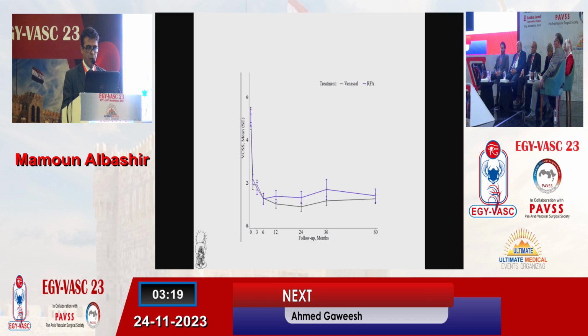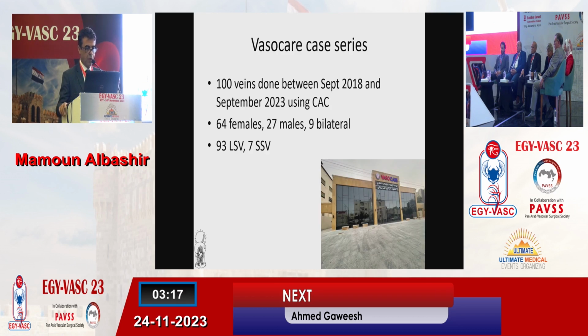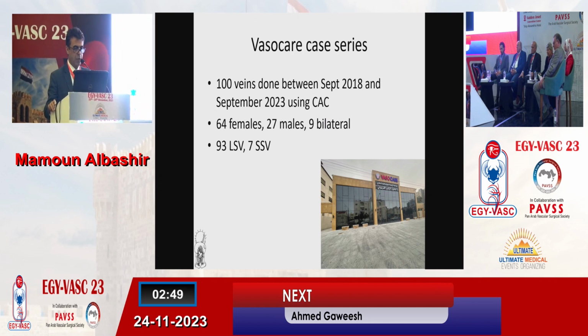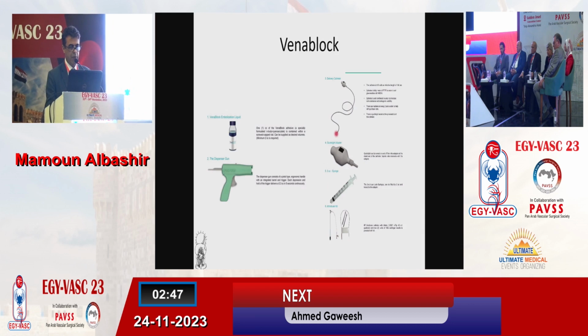So let me take you through our own series. Our center is called Vascular in Oman, and we do a lot of procedures in the center, venous being one of them. From 2018 until 2023, we've used glue in 100 veins, and these were done in 64 females and 27 males. None of those were bilateral, most of them long saphenous, and very few, 7 of them, were short saphenous veins.